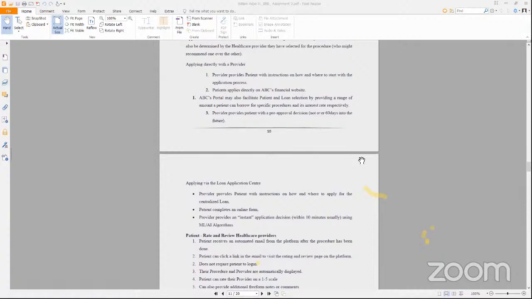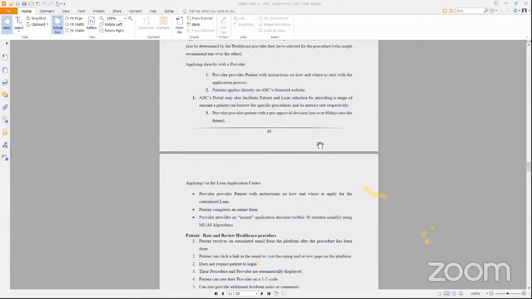This point 3, applying directly with a provider. So a provider provides patients with instructions on how and where to start the process. Patient applies directly on ABC's financial web. I think that's what we just talked about anyways. So yes, exactly.